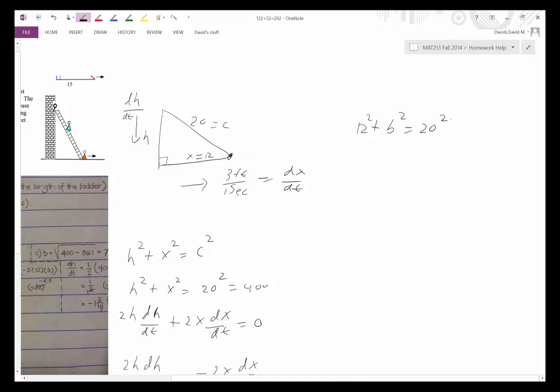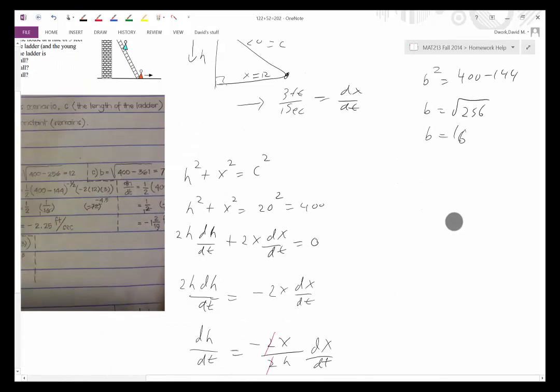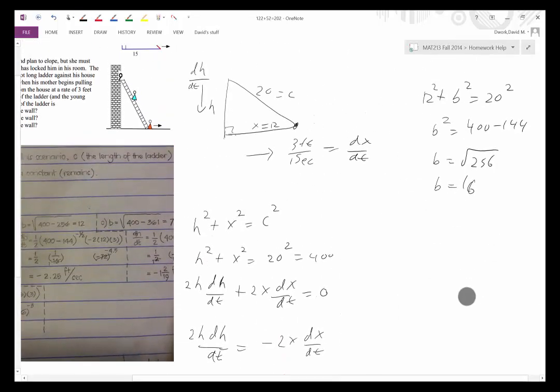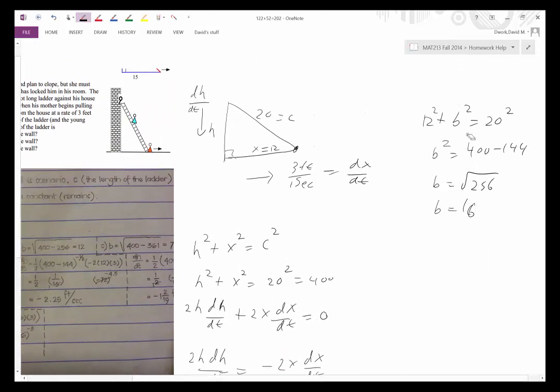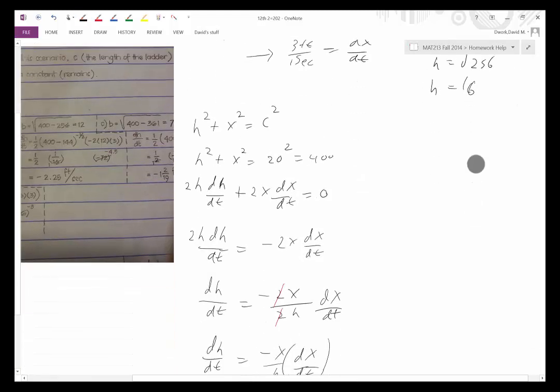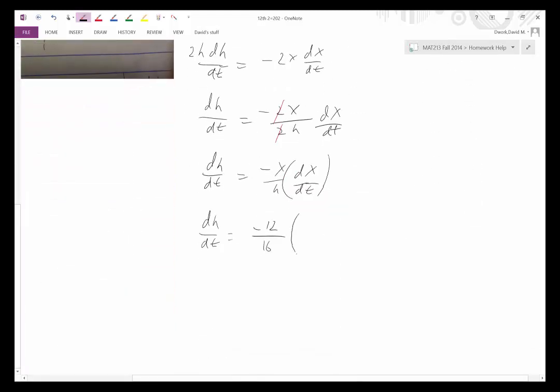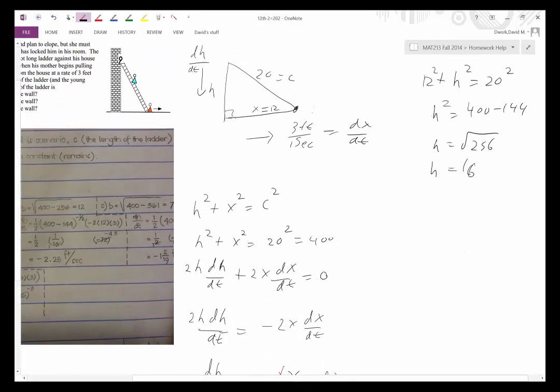So now I get b squared is equal to 400 minus 144, which gives me b equals the square root of 256. The square root of 256, thank goodness, is a nice number. That's 16. Excuse me, I don't know why I used b, silly me. I should use h, right? That's an h and an h and an h. So I know my height is 16.